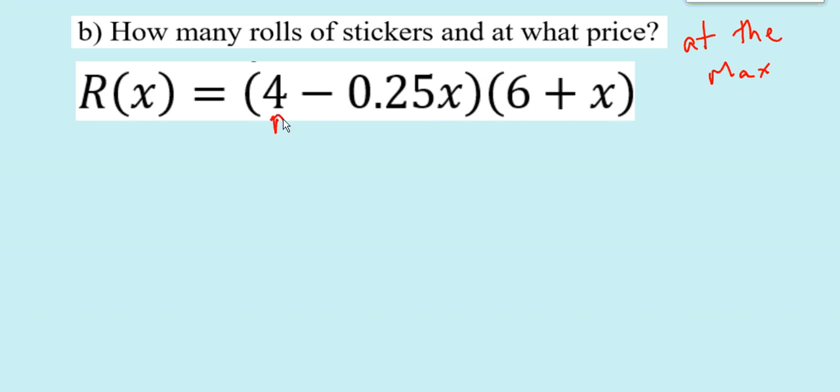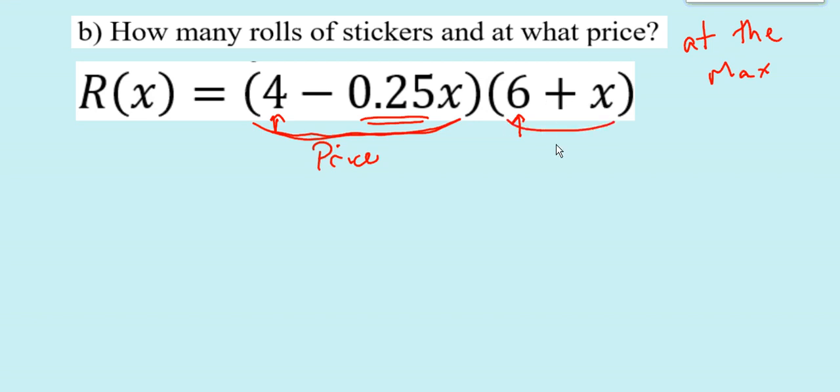So again, if I look at this equation and remembering the question, we knew that right now it was $4 per sticker and we were going to decrease by 25 cents for every X, which means this first bracket represents the price of the stickers. And how many rolls of stickers? Well, right now it's 6 rolls of stickers, but we're going to sell 1 more for every X.